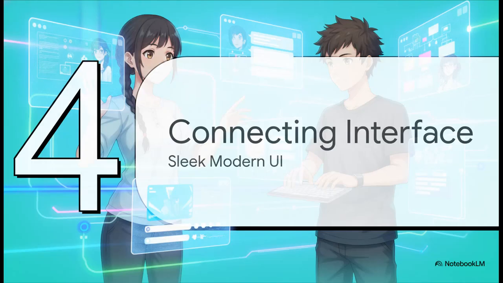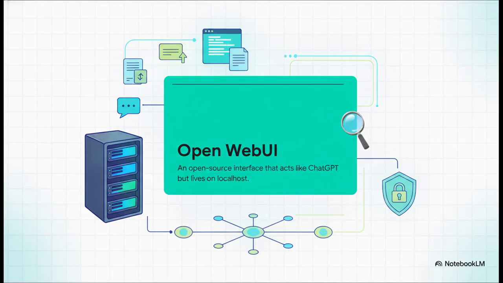But let's be real for a second. Chatting in a clunky, black and white terminal gets pretty boring pretty fast. So let's jump to Section 4, connecting the interface. We really want a sleek, modern interface where we can organize our chats, save code snippets, and easily upload documents, right? For that, we are going to use Open WebUI. It is a brilliant open-source project that gives you this beautiful, familiar interface that looks and feels exactly like ChatGPT.